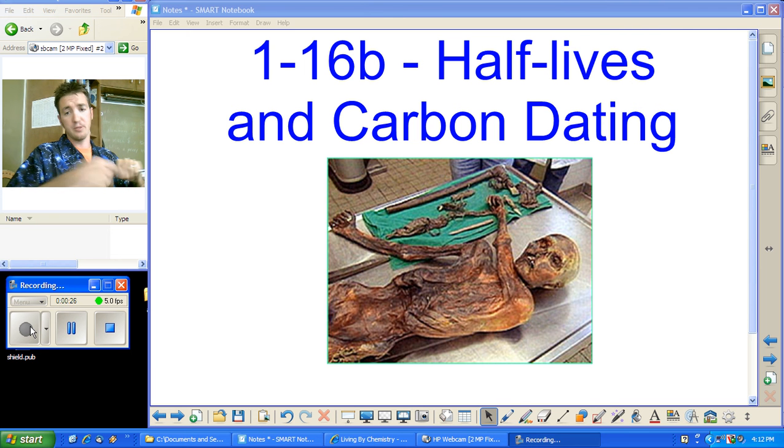This picture is the unfrozen caveman lawyer from, I think, the Swiss Alps or somewhere around there. I just talked about him in class and people looked at me like they didn't know what I was talking about. So that's him, kind of mummified by the ice.